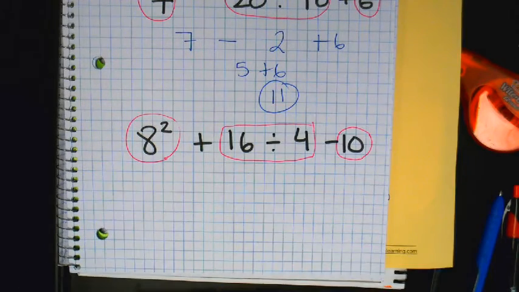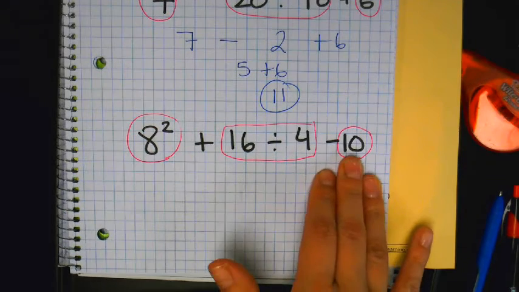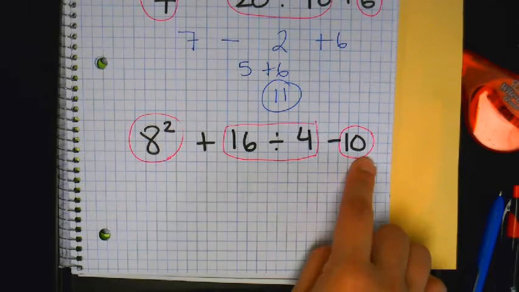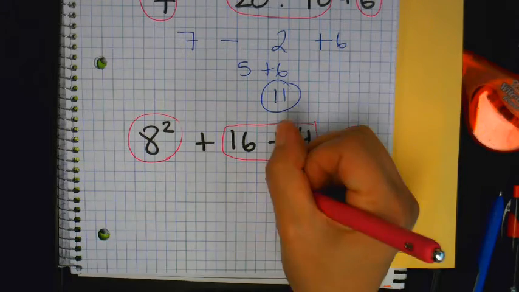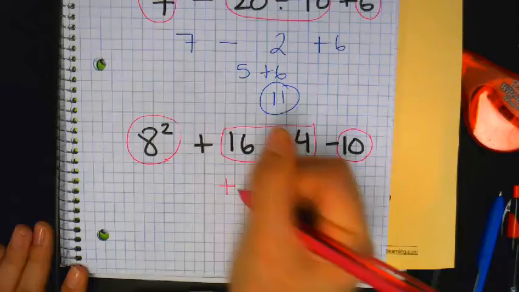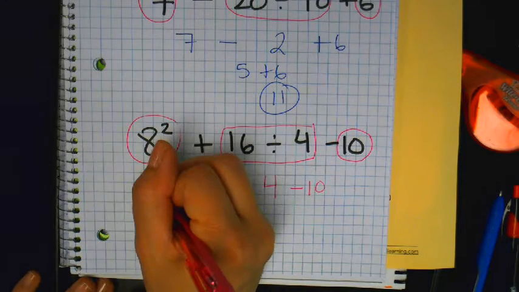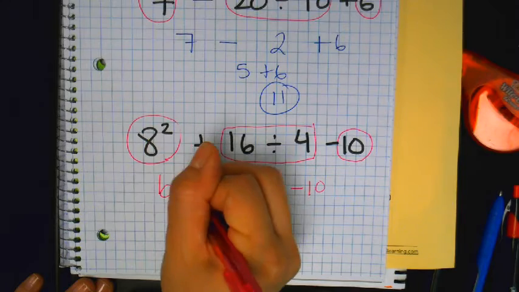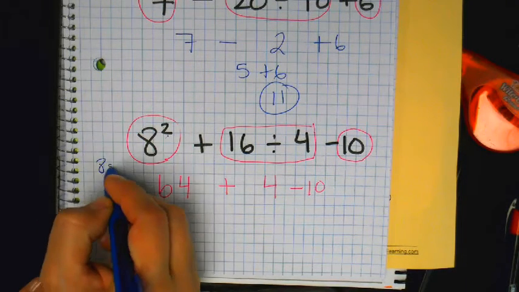All right. Can I just type it in like so for my calculator? No. If you just type it in like this, you'll get the wrong answer. What can I type into my calculator first? 16 divided by 4. All right. What's 16 divided by 4? 4. I mean, you all know that without a calculator, right? Then the minus 10, then the plus. Oh! 8 squared. 16. No! 64. Because 8 squared really means 8 times 8.